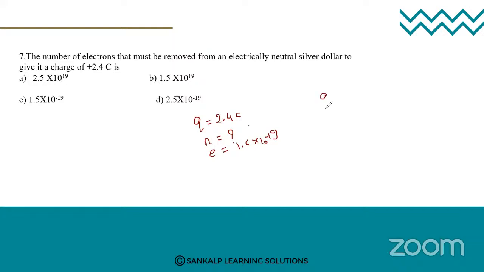So that is, we have Q is equal to N into E. Okay, so therefore N is equal to what it will be? It will be Q divided by E. So therefore, what is Q value here? Q is nothing but it is 2.4 divided by E value is how much? It is 1.6 into 10 to the power of minus 19, which is equal to N. Okay, so now what you need to do, that is 2.4 divided by 1.6 into 10 to the power of minus 19.